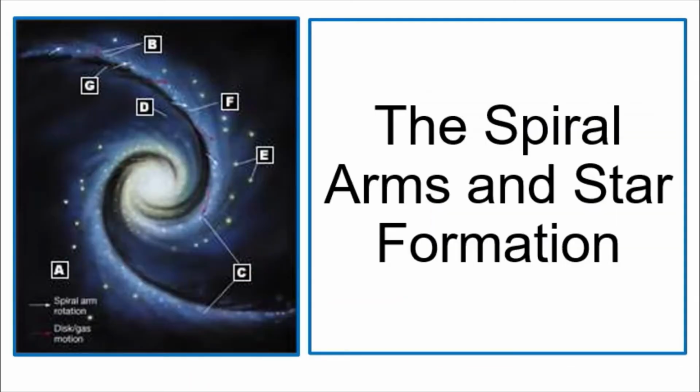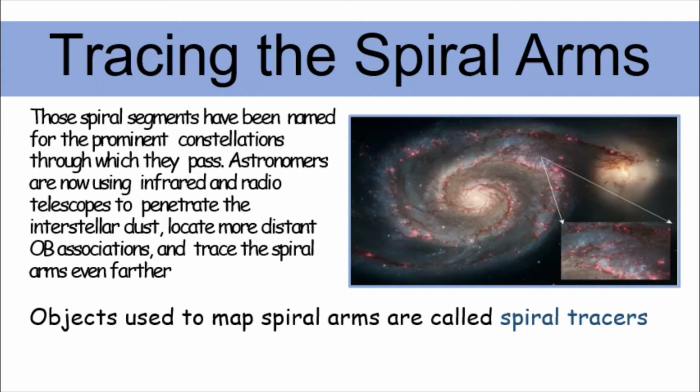The spiral arms and star formation. Tracing the spiral arms. Those spiral segments have been named for the prominent constellations through which they pass. Astronomers are now using infrared and radio telescopes to penetrate the interstellar dust, locate more distant OB associations, and trace the spiral arms even further.